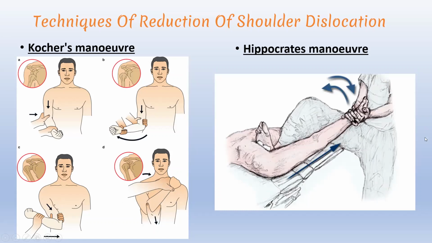The second one is Hippocrates maneuver. In this method, the surgeon applies a firm and steady pull on the semi-abducted arm. He keeps his foot in the axilla against the chest wall. The head of the humerus is levered back into position using the foot as a fulcrum. We can see this over here. This picture is of Hippocrates maneuver.